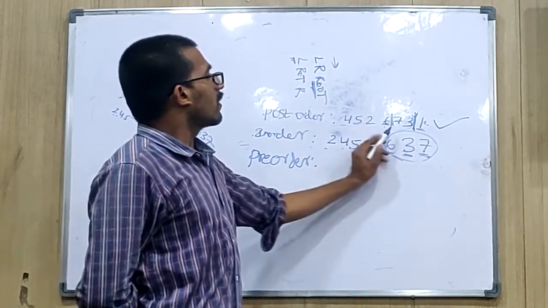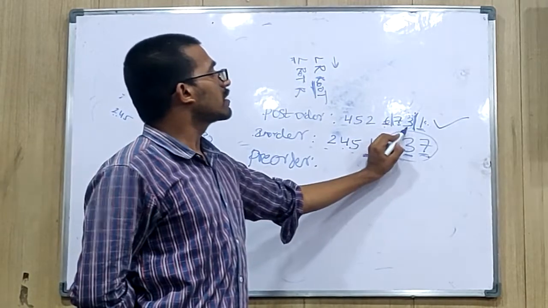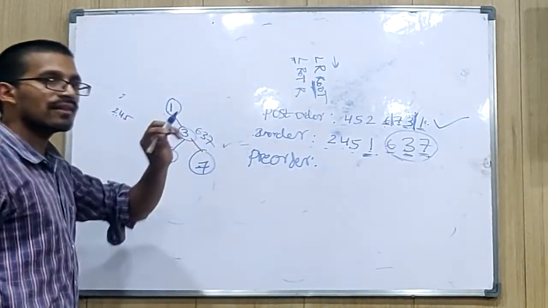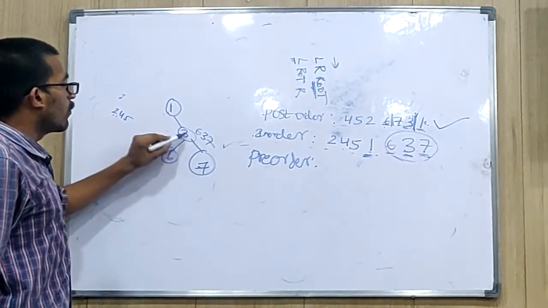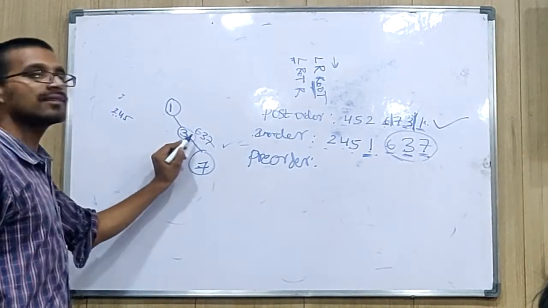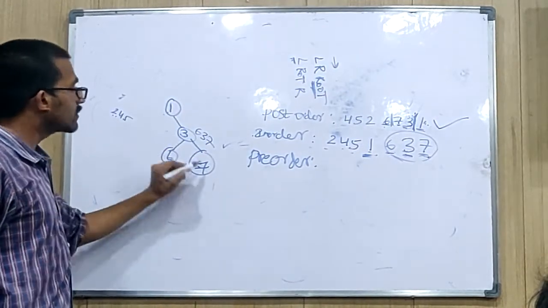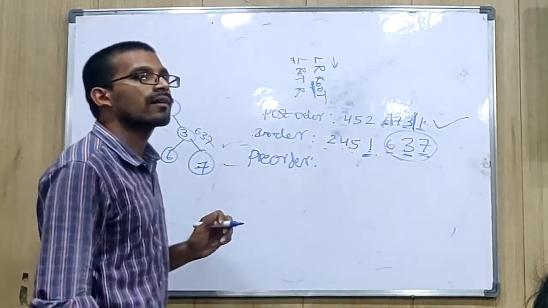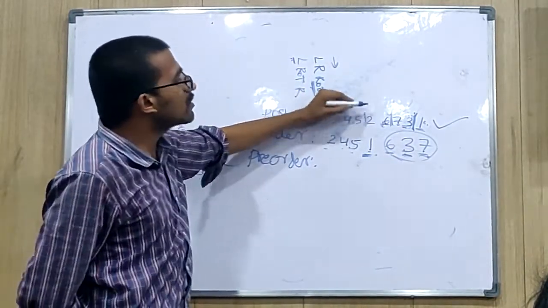Right to 6, what is there? 7 is there, 3 is there. Whatever the level, it is satisfying the condition. Because right to 6, 3 is there, right to 6, 7 is there. It is satisfying this condition. 6 also over. Then again the next root is 2.